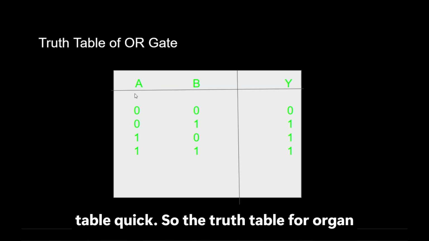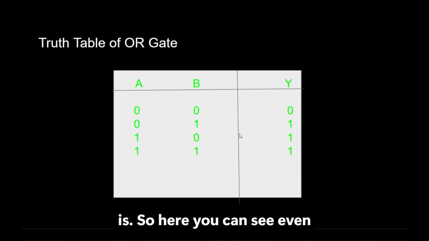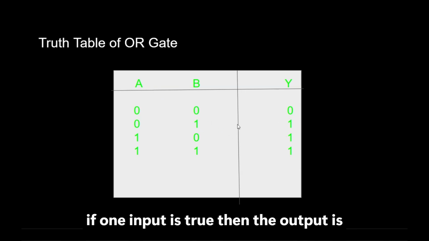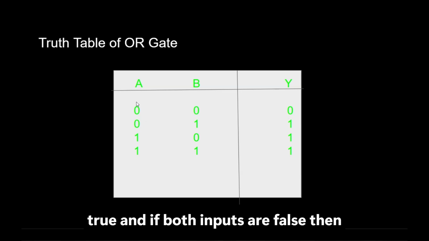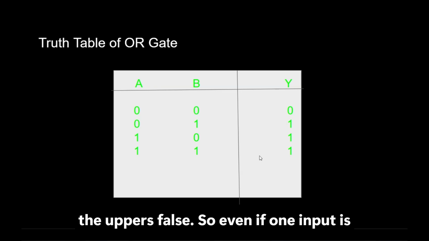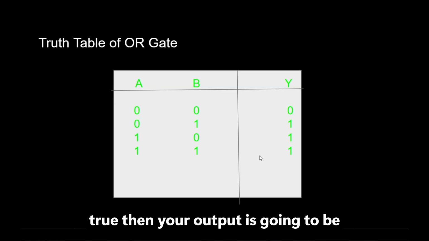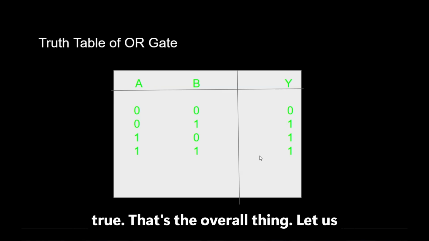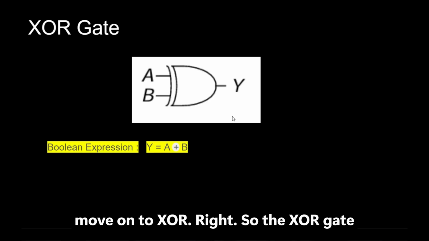Let us see the truth table quick. So the truth table for OR gate is, so here you can see, even if one input is true, then the output is true. And if both inputs are false, then the output is false. So even if one input is true, then your output is going to be true. That's the overall thing.